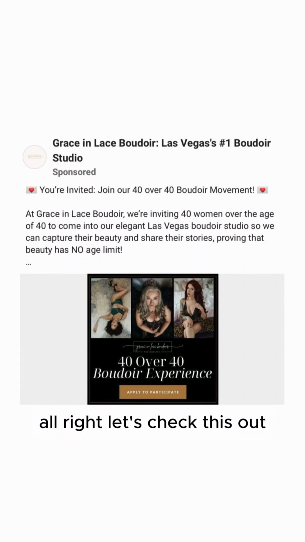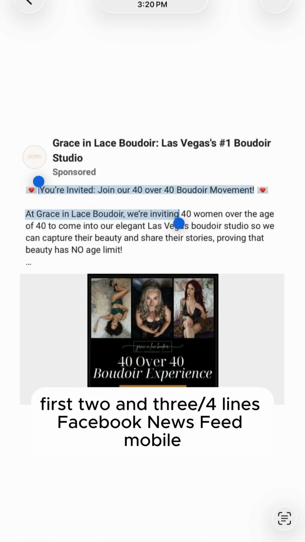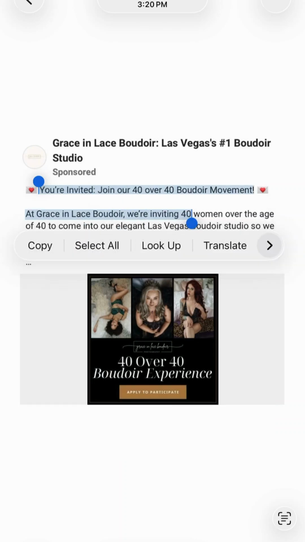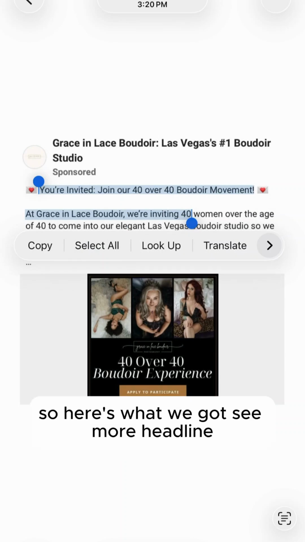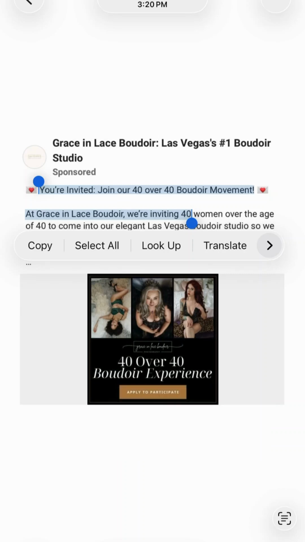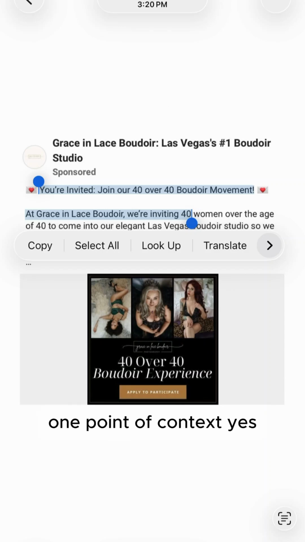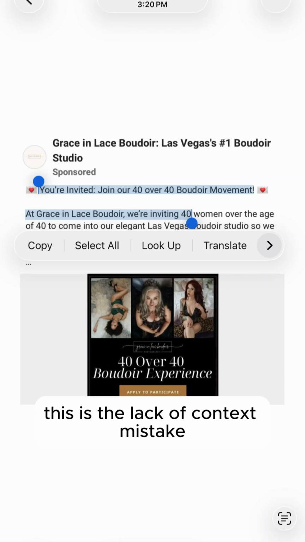All right, let's check this out. Look at the see more headline here. First 2 3/4 lines, Facebook newsfeed mobile. So here's what we got. See more headline: You're invited. Join our 40 over 40 Boudoir movement. Business Boudoir 40. All right. So we got like one element of context here, 1 point of context. Yeah, so it's the lack of context mistake.